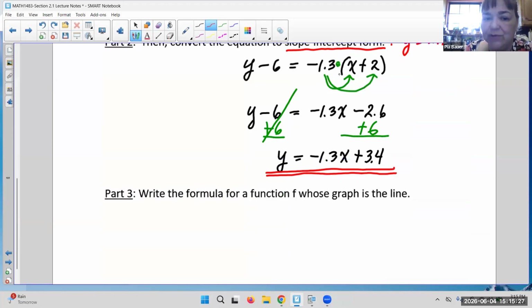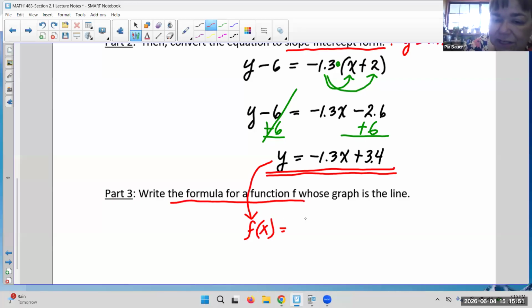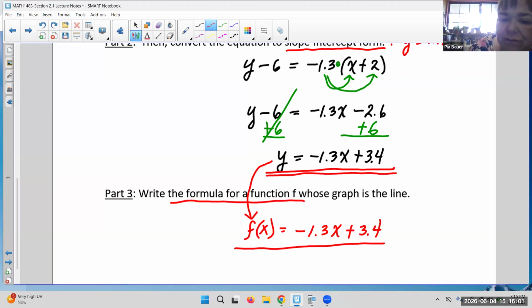Now, part 3 says write the formula for a function f whose graph is the line. So that sounds kind of different and confusing, but it says find the formula for f of x. F of x and y are the same. So all you're doing here is instead of writing y, you write f of x, but the equation itself doesn't change. It's still going to be negative 1.3x plus 3.4. And that will be the function formula for the line.